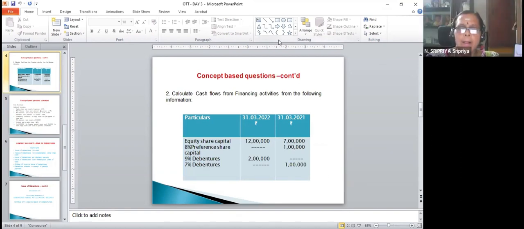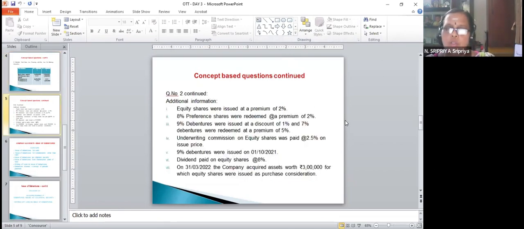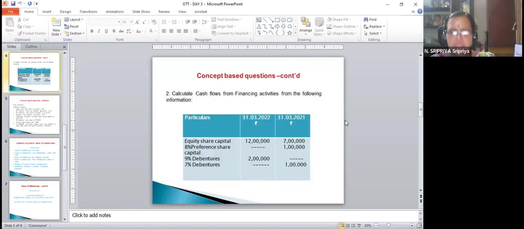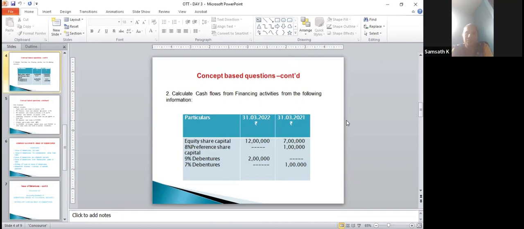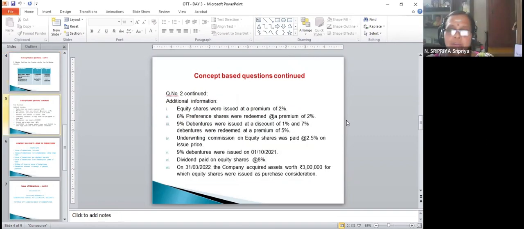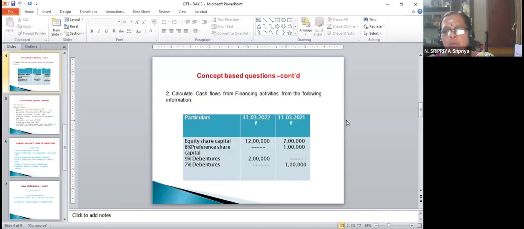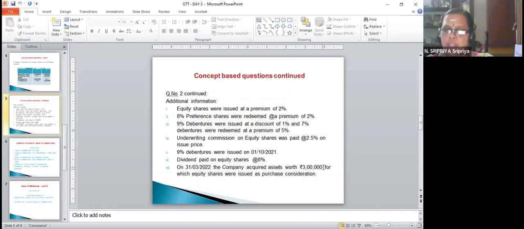Now you see, 9% debentures are issued on 1/10/2021. So you have to calculate 9% interest on 2 lakh for 6 months. So 9,000 rupees will be the interest on 9% debentures. And for 7% debentures, since the date of redemption is not given, we assume that it is done only on the last day. So we have to calculate 7% interest on 1 lakh, 7,000 rupees, which will also be a cash outflow from financing activities. Please listen very, very carefully.